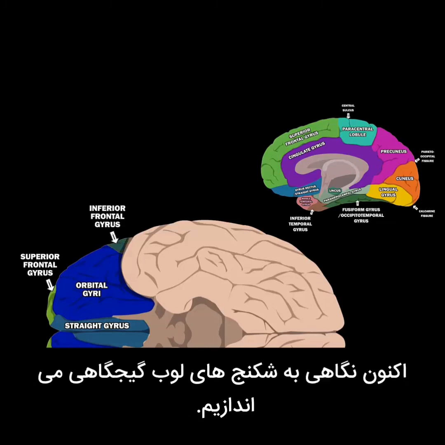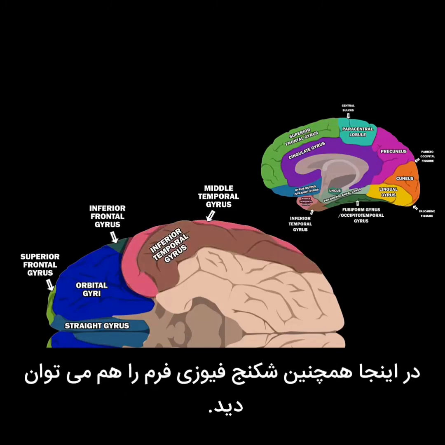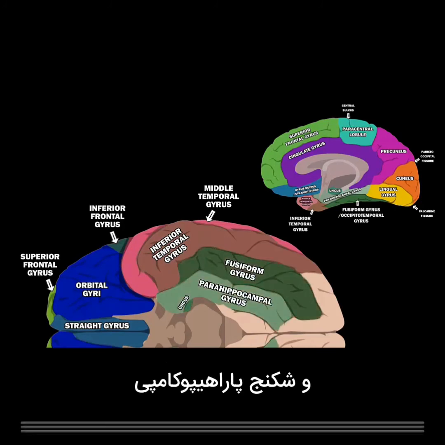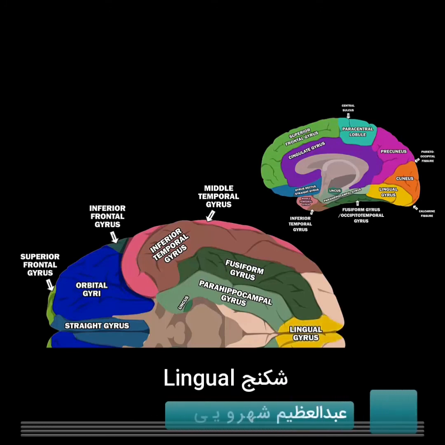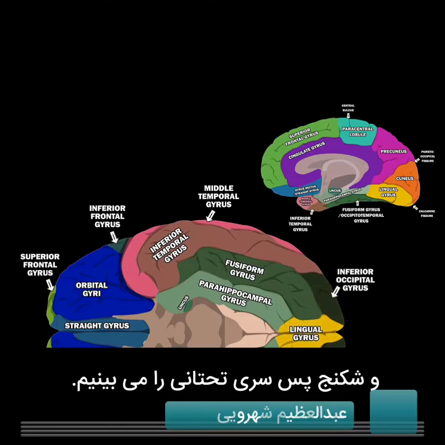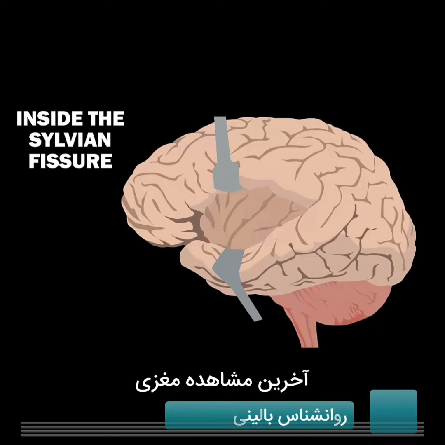Next, let's look at the gyri of the temporal lobe. There is the middle temporal gyrus, inferior temporal gyrus. We also see the fusiform gyrus and the parahippocampal gyrus. Moving on to the occipital lobe, we see the lingual gyrus and the inferior occipital gyrus. We can also see the cingulate gyrus and the cuneus peeking out. Last view of the brain.